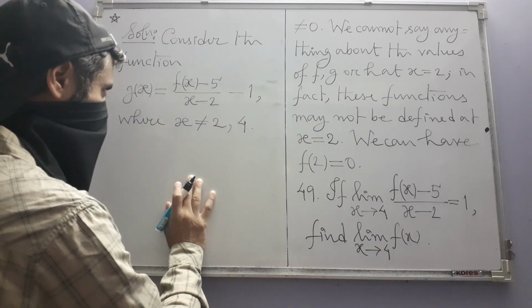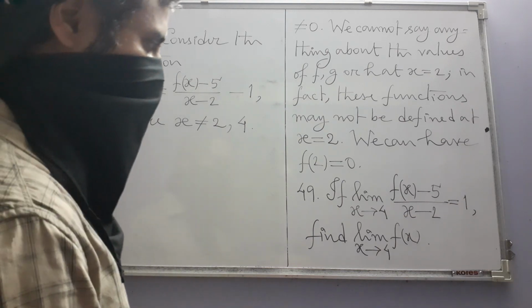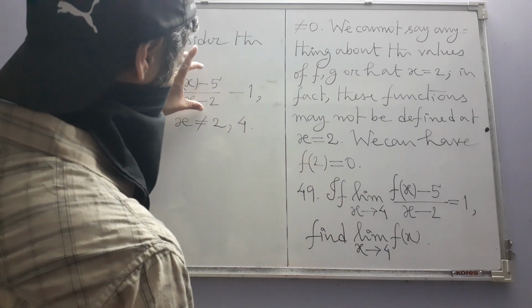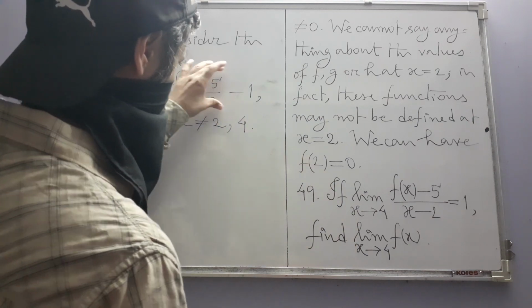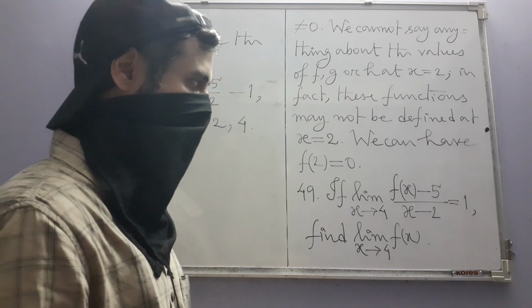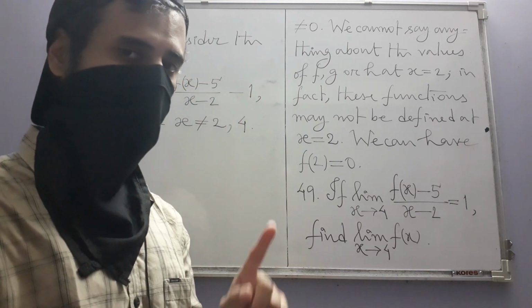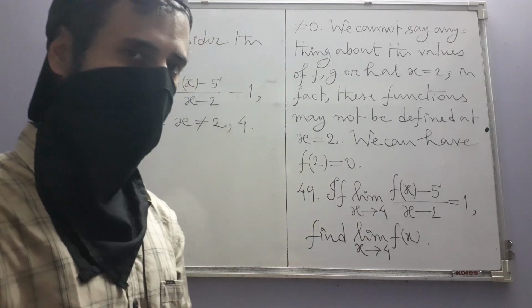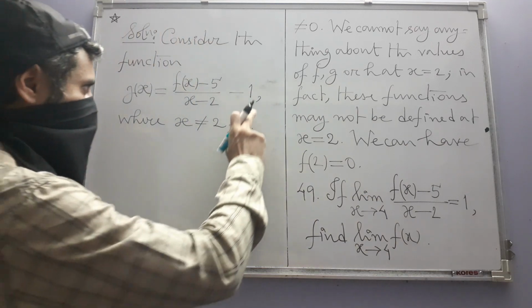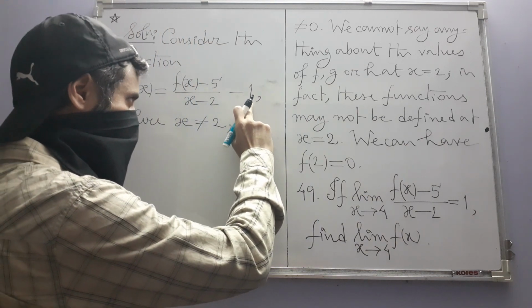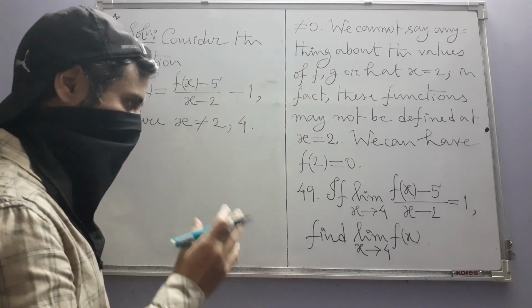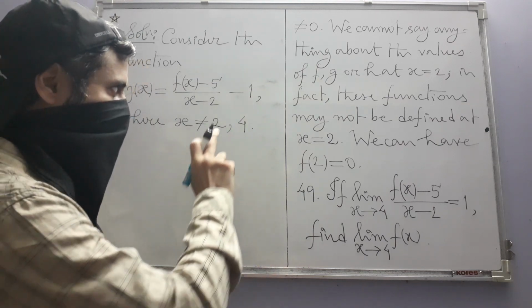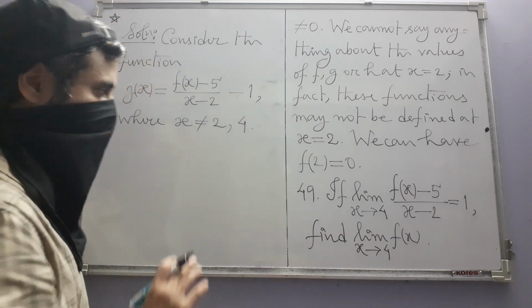Alright, now what is given? You see, it is given that this function, only this much, that you see here, has a limit, and that limit is 1 as x approaches 4. And what is the limit of the constant function 1 as x approaches 4? That limit also exists, and it's that constant 1 itself.